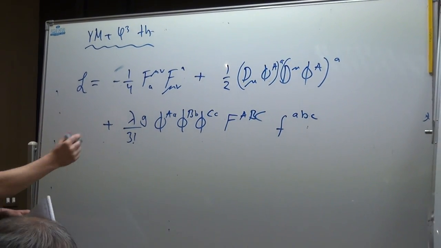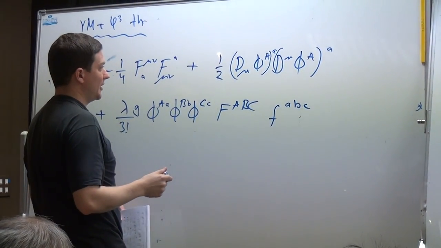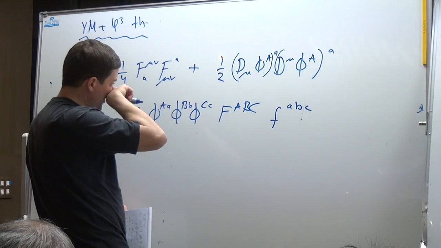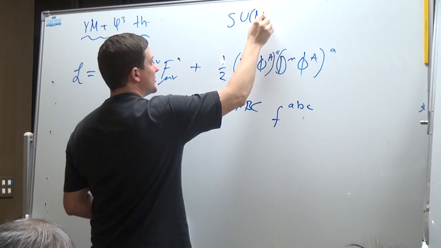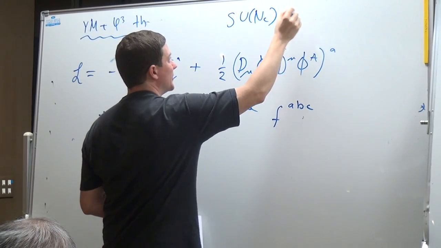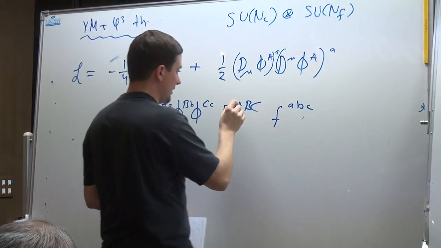So we note here that there's this interesting structure. Let's say that we're talking about SU(N) groups. So we have some SU(N) color, and then we seem to have some SU(N) flavor, which are these capital letters.